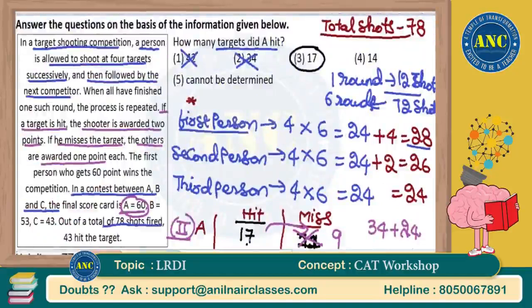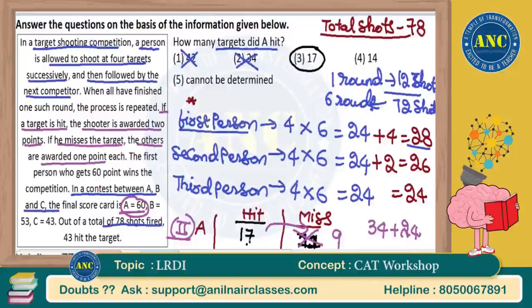First, there are three people, A, B and C. A person will shoot at a target 4 times. Similarly, second person 4, third person 4. 12 shots is 1 round. Total 78 shots are there. 78 shots means 6 rounds will get over. So 72 shots will get over.